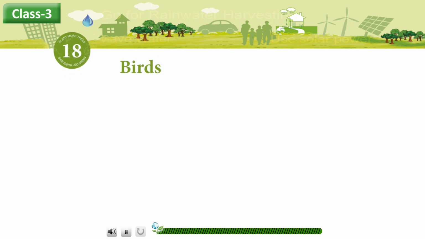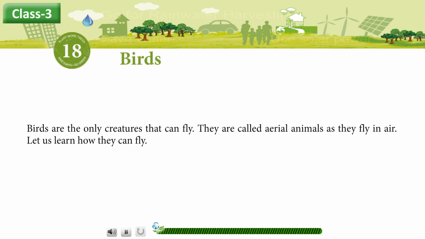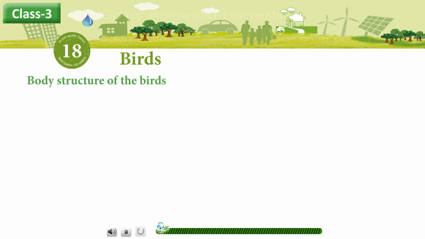Chapter 18 Birds. Birds are the only creatures that can fly. They are called aerial animals as they fly in air. Let us learn how they can fly. Body structure of the birds.